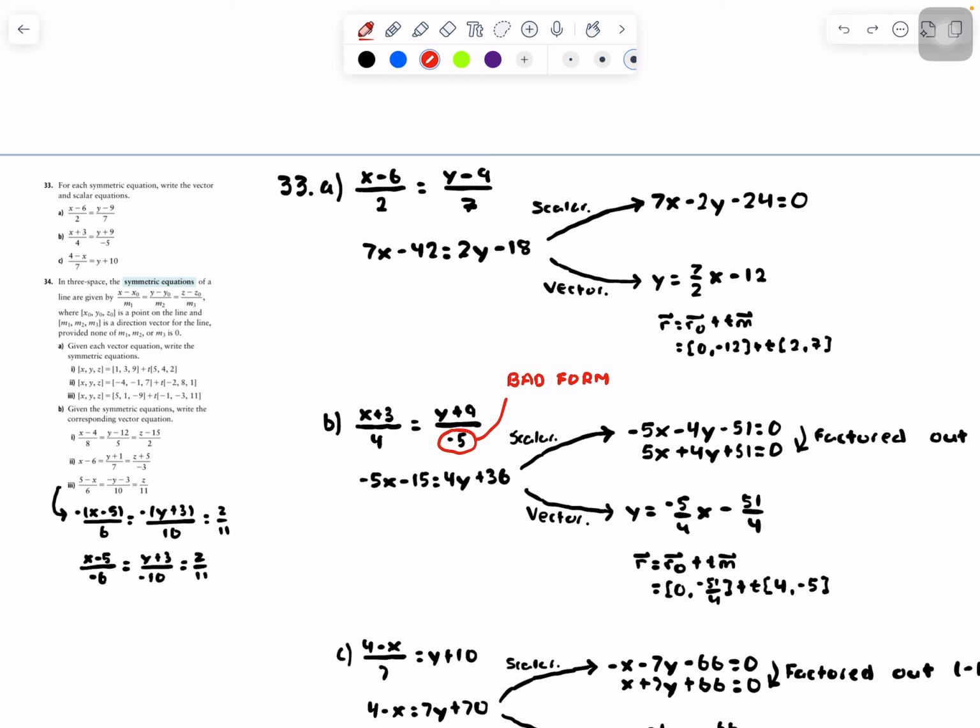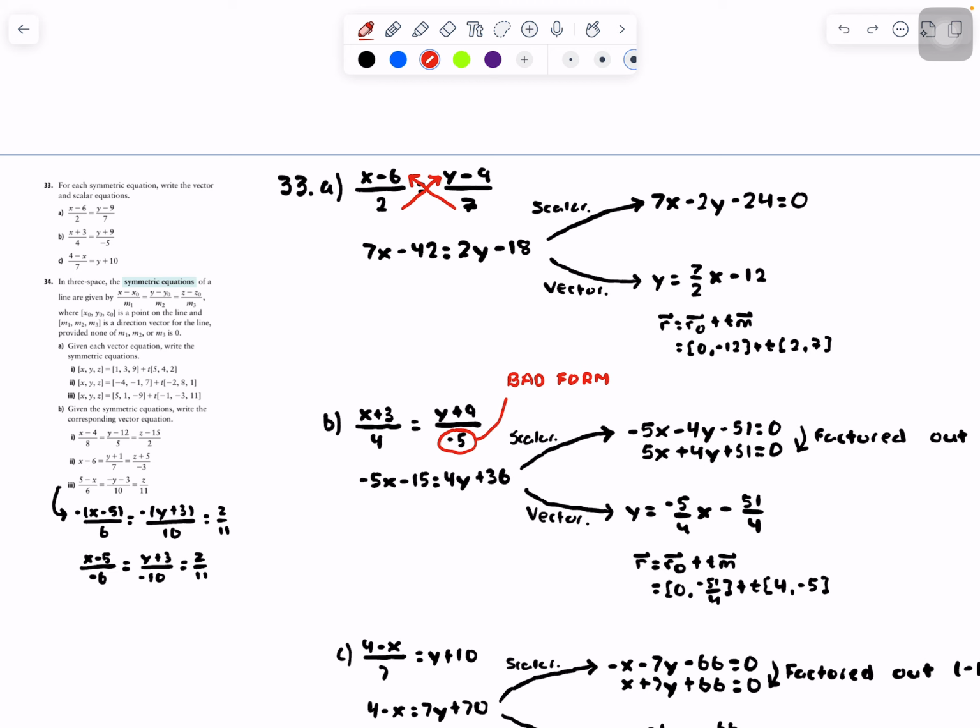Step 1, I cross multiplied, and then I end up with this right here below. From this, I can transition quite easily into the scalar and vector form. For the scalar form, I move everything over to the left-hand side, make my right-hand side equal to 0, and I'm done, with the x coming first, then the y, followed by the constant. The vector equation, I can also transition to quite easily.